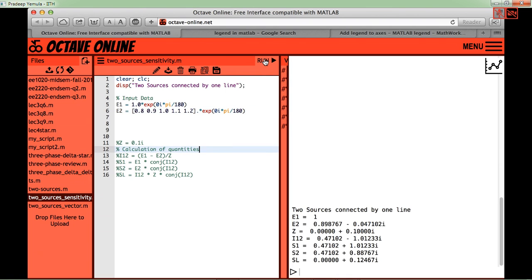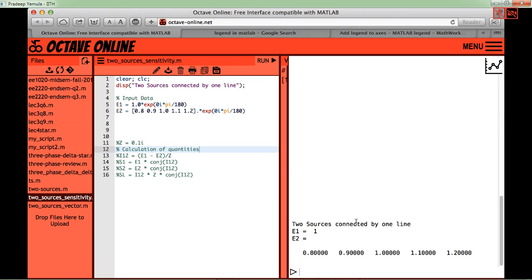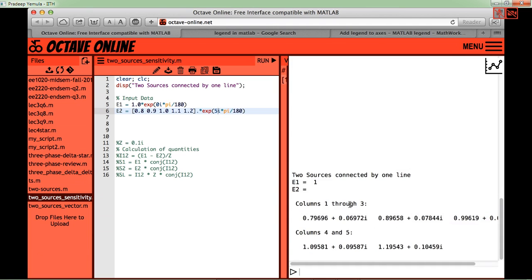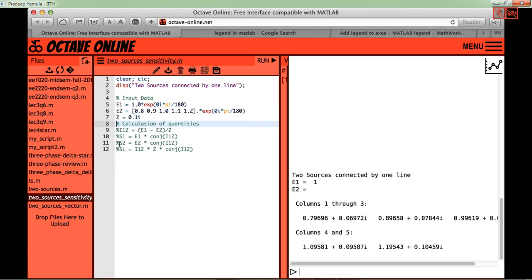Now if I run this program, on the right side, you see E1 is 1 and E2 is 0.8, 0.9, 1, 1.1, 1.2. So 5 different values are there in the E2. You can try different angles also. Let's say 5 degrees. Then again, if I run, I get 5 values of E2. These are in complex form. Okay. Right now we will not worry about that complex form and just keep the angle as 0. The rest of the calculations is exactly the same. So I1 is the same.